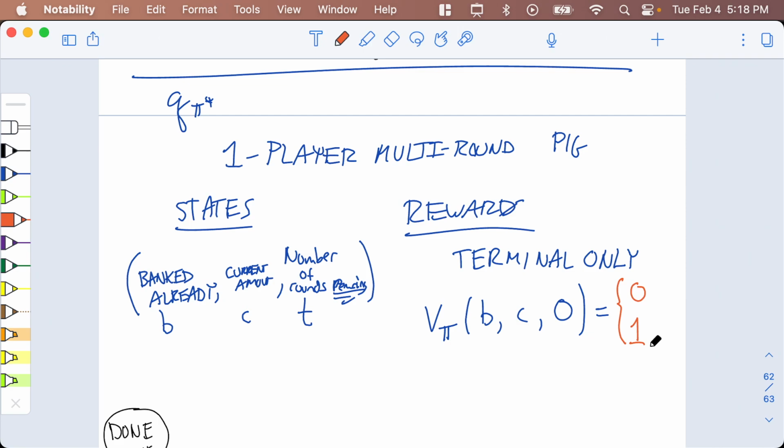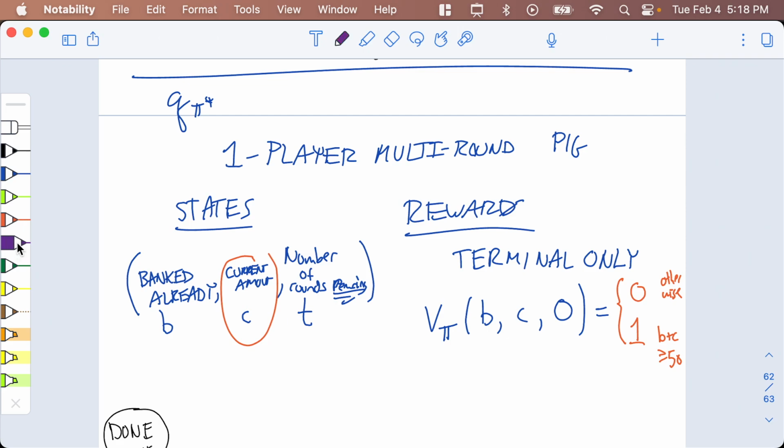I think it depends on what you're defining C as. If C is just the number you've gotten in the current round, then it'd be B plus C. Or if C is the cumulative amount. Okay, this is great. I'm thinking of C as the amount in the current round only. Then I would say B plus C. That's what I would say as well. Great. So it's 1 if B plus C is greater than or equal to 50, and it's 0 otherwise.